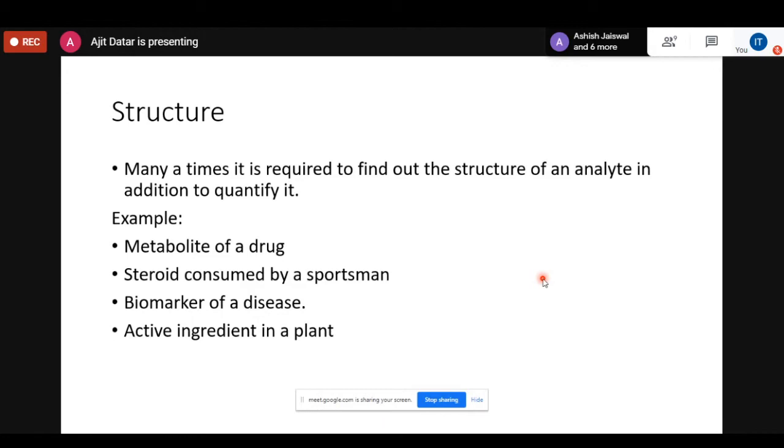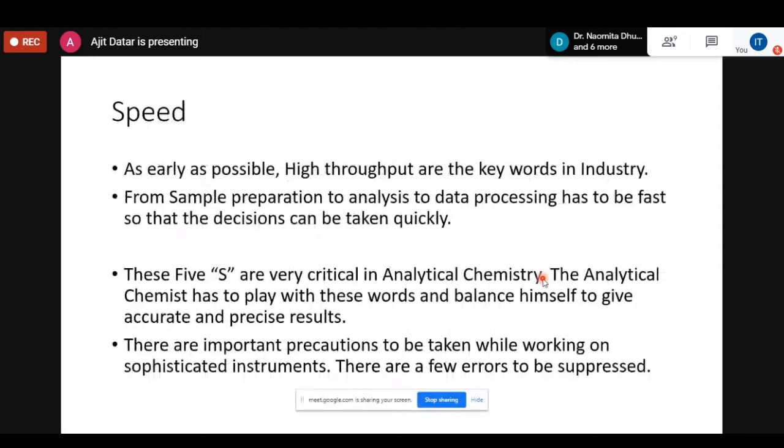So structure is important in many applications. Then speed of analysis is very important. As early as possible, high throughput. These are the keywords in the industry. So they want to have the results as early as possible.